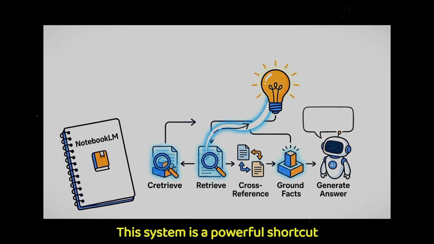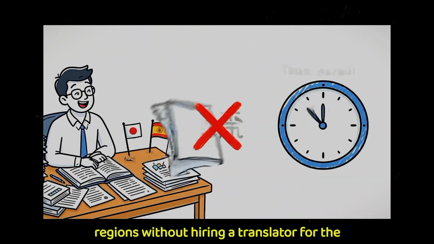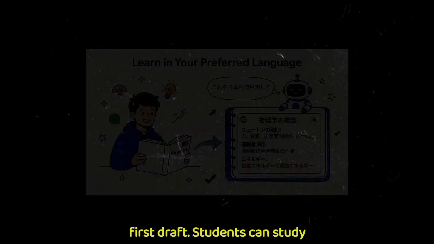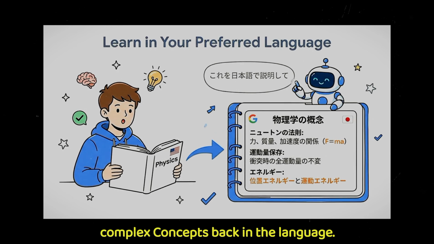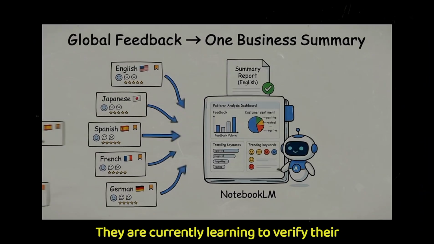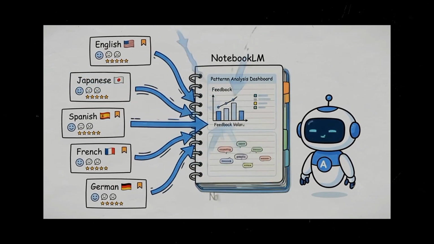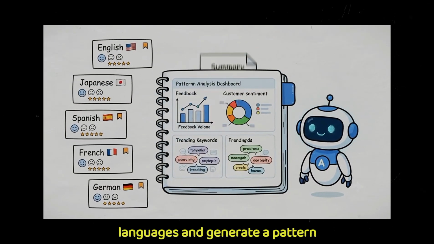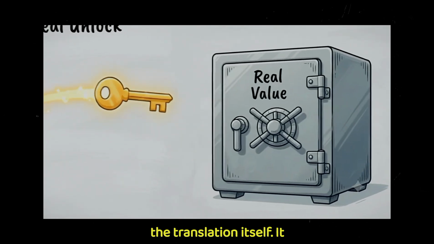This system is a powerful shortcut for researchers, synthesizing academic papers across multiple regions without hiring a translator for the first draft. Students can study from English textbooks, while asking the AI to explain complex concepts back in the language they are currently learning to verify their comprehension. International business teams use this to import customer feedback in 5 different languages and generate a pattern summary in 1 working language. The real unlock isn't the translation itself.